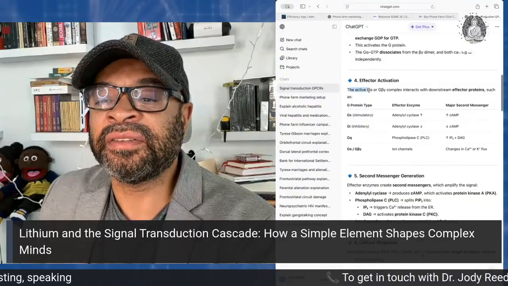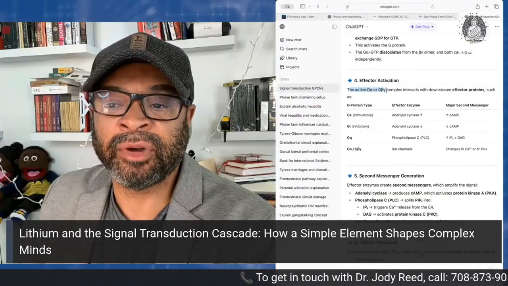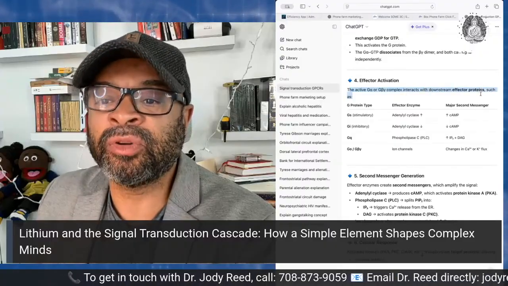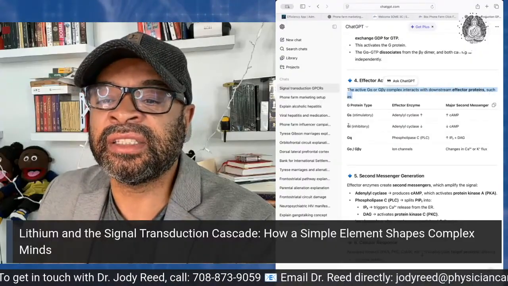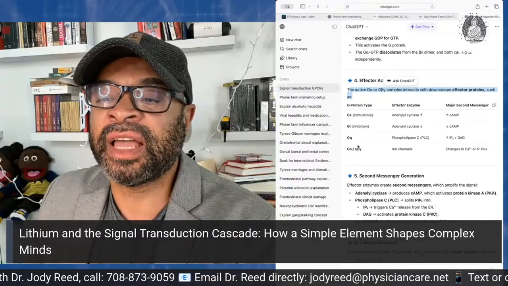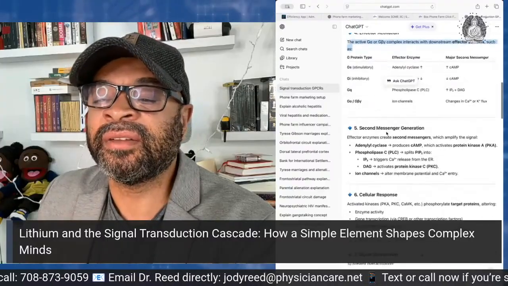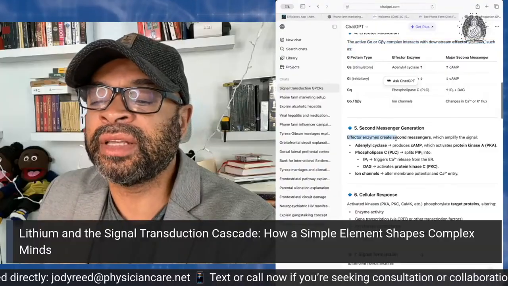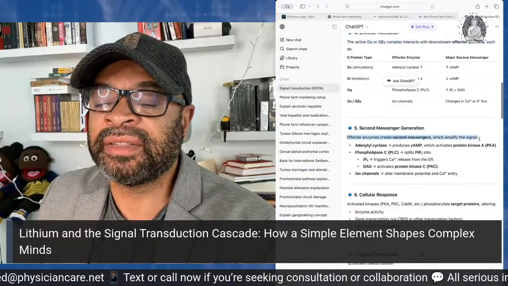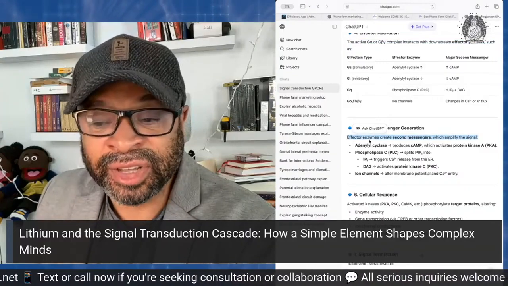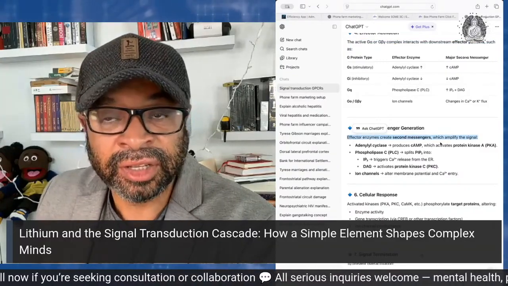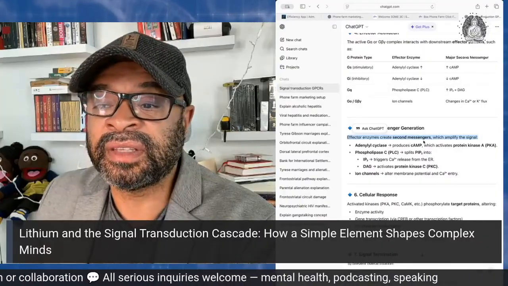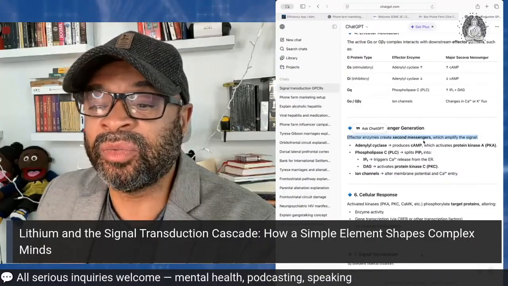Effector activation. The active G alpha or the beta-gamma complex interacts with downstream effector proteins, such as Gs stimulatory, Gi inhibitory, phospholipase, and these channels. Okay. Second messenger generation. Effector enzymes create second messengers, which amplify the signal. So if you have a ligand that's going to activate the receptor, then these second messengers are going to amplify the signal.